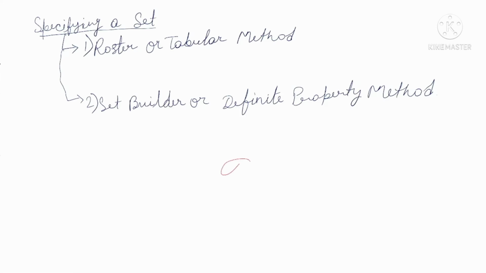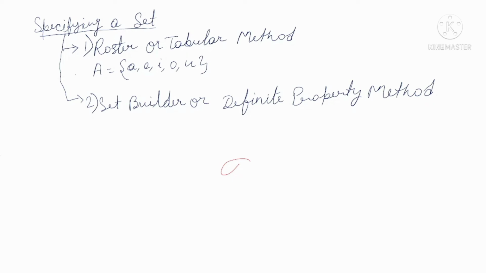So what happens in set builder form and what happens in roster or tabular method? You see, in the case of this roster form, we write down elements inside curly brackets, just like here I can write A, E, I, O, U. So this is in the form of the roster or tabular method.